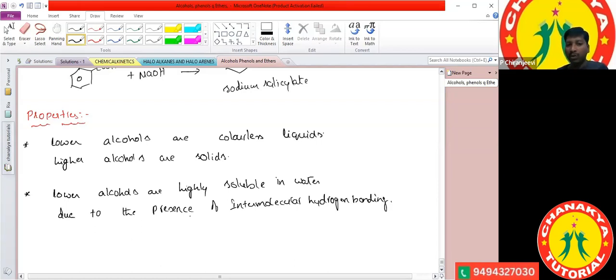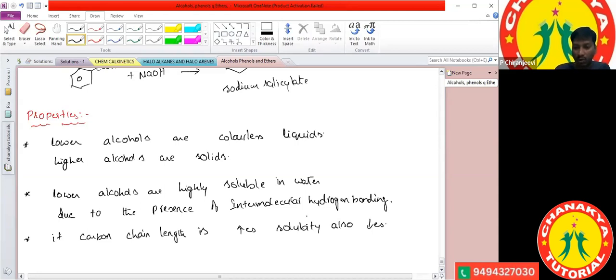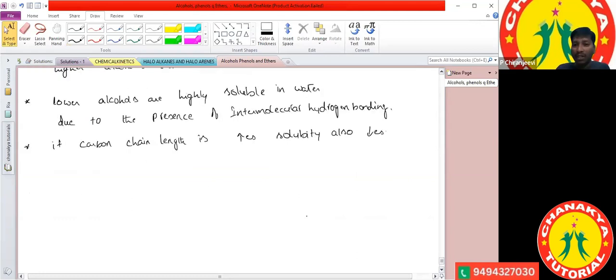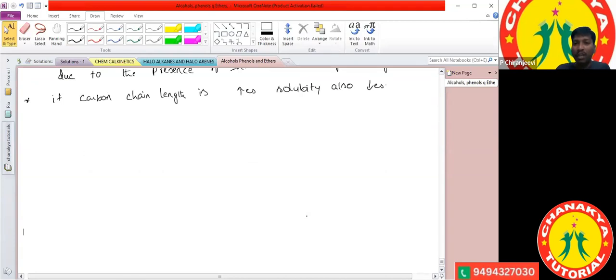Okay, due to the presence of intermolecular hydrogen bonding, if the carbon chain length increases, solubility decreases. Sir, what happens if the carbon chain length increases? Solubility decreases because the covalent character increases.